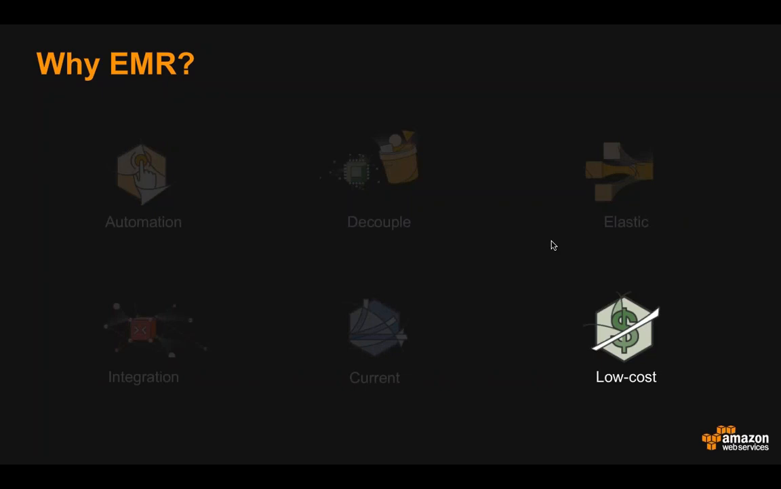Now, all of these features are well and good, but obviously cost is a factor, and you want to make sure that you can do this in a low-cost manner. So there's a number of ways that you can keep your Hadoop costs as low as possible with EMR. One of them, obviously, we've talked about, which is to use transient clusters, so you're not locked into having a running cluster all the time. You can essentially spin it up and down as need be.